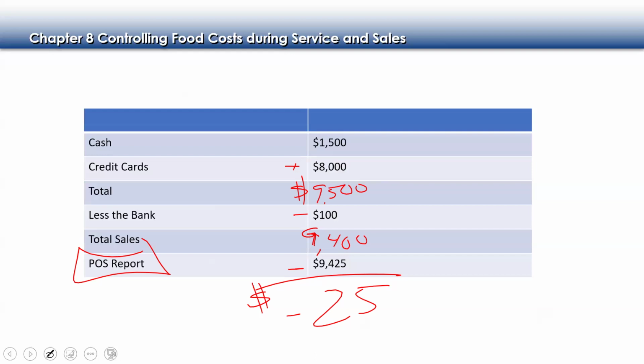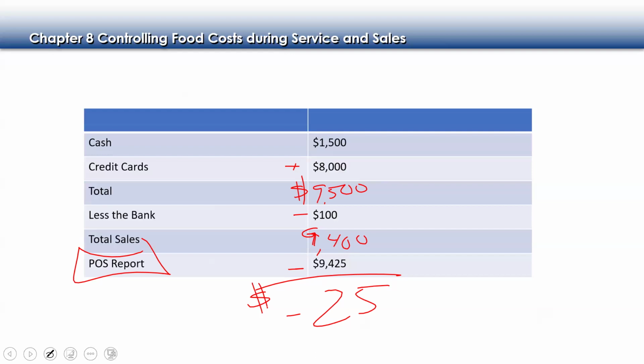So there are different things you can look at. Is this a pattern that's happening with the server? Are any other servers having this issue? Probably not, then we might have an issue to look into. So as a manager, it's your responsibility to problem solve, to figure out what am I going to do to correct this issue.